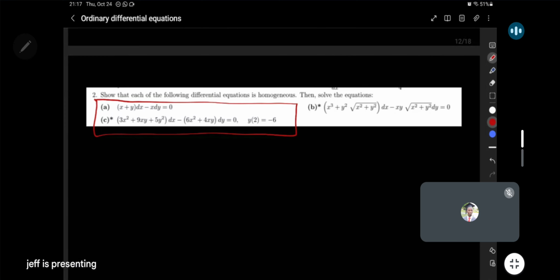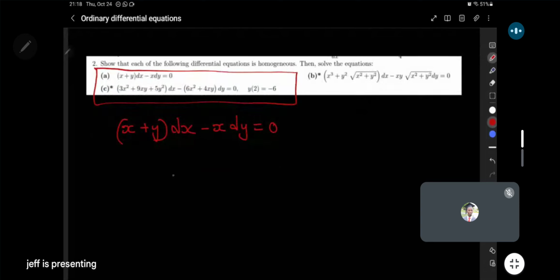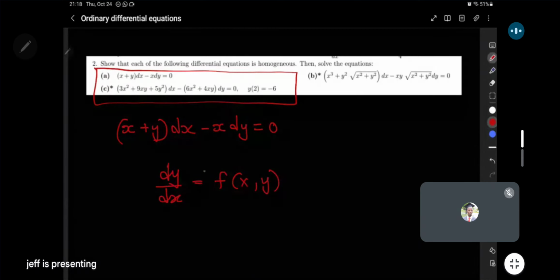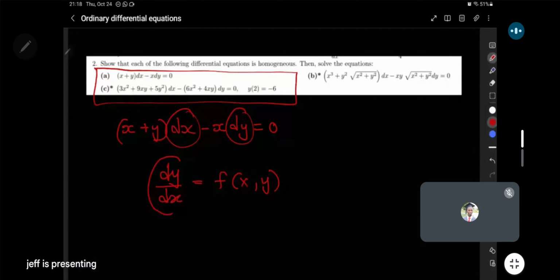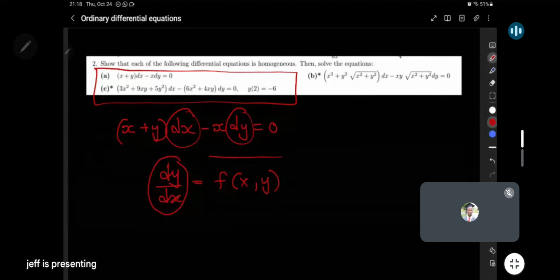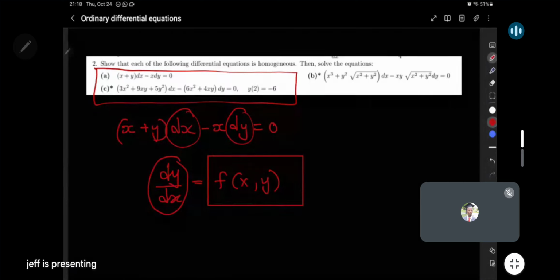Okay, so let's look at A. The first thing we have to do is check if the differential equation is homogeneous. To do that, we must first present the differential equation in the form dy/dx equals f of x comma y. In other words, we want to sort out the dx and the dy so that they are presented in this form, then take everything else to the other side so that they create f of x comma y. So this is what we want to do.